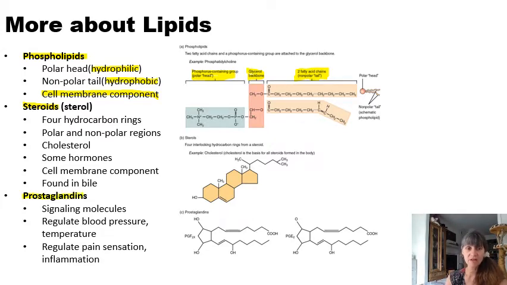We also have lipid molecules known as prostaglandins. Prostaglandins are lipid molecules that are chemical messengers. They'll actually signal certain things in our bodies to help regulate things like our blood pressure, our temperature. They can also regulate and signal pain sensation and inflammation. Sometimes prostaglandins can act as protective molecules. For instance, we have a special prostaglandin in our stomach known as prostaglandin E that helps protect the lining of our stomach against the hydrochloric acid.